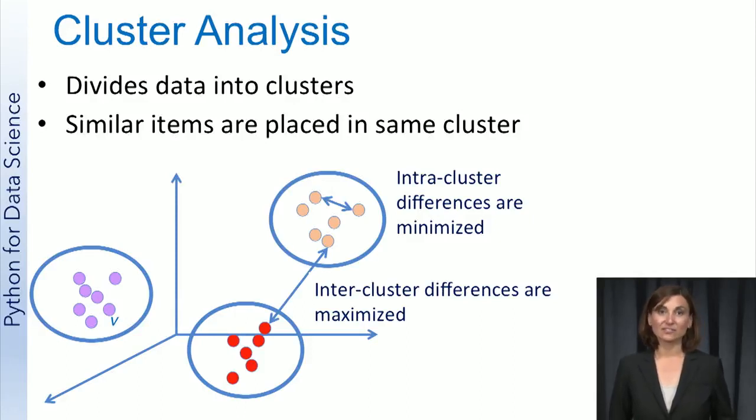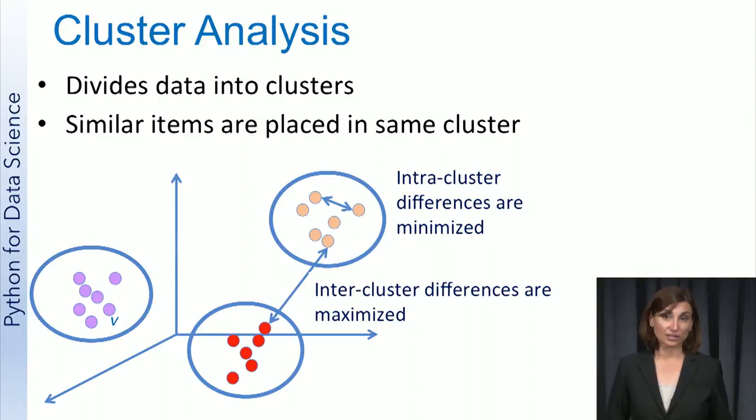Cluster analysis divides all the samples in a dataset into groups. In this diagram, we see that the red, green, and purple data points are clustered together. Which group a sample is placed in is based on some measure of similarity.